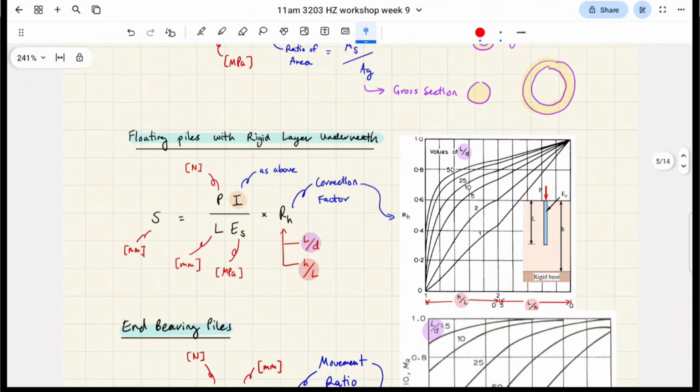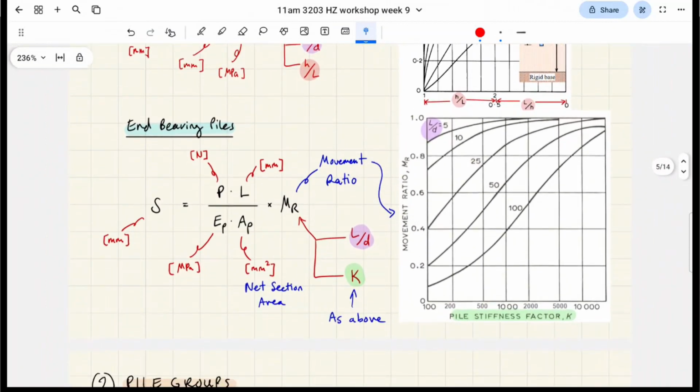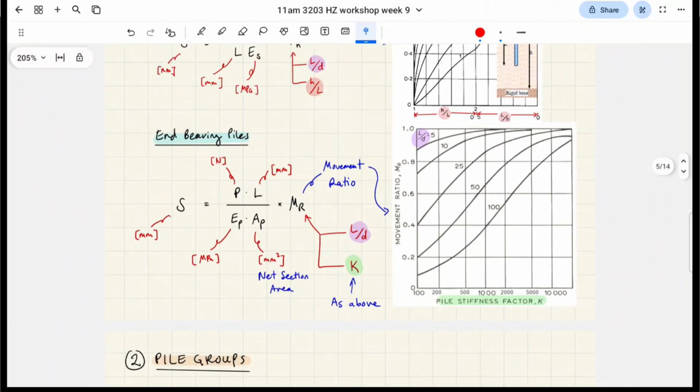Make sense? Okay. End-bearing piles are calculated slightly differently. The main thing is that this is called a movement ratio rather than an influence factor or something like that. But none of this should be super hard to calculate once you've learned the other normal case, right?